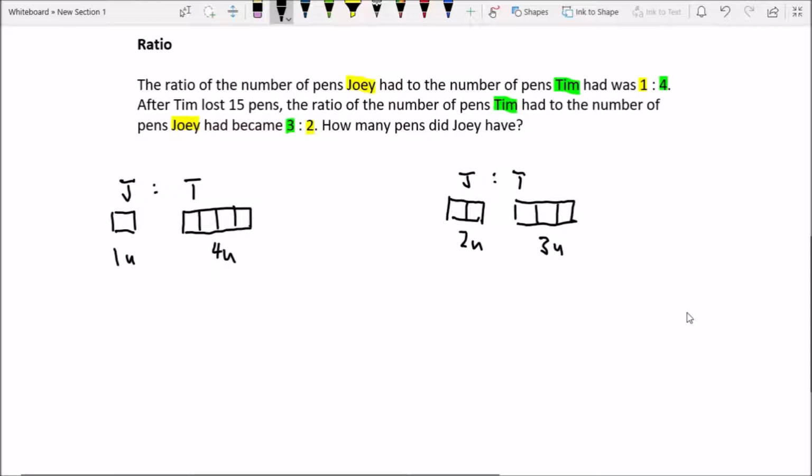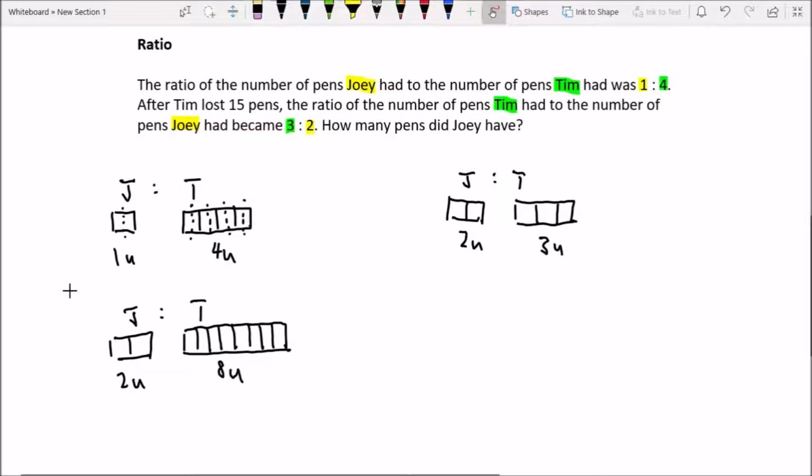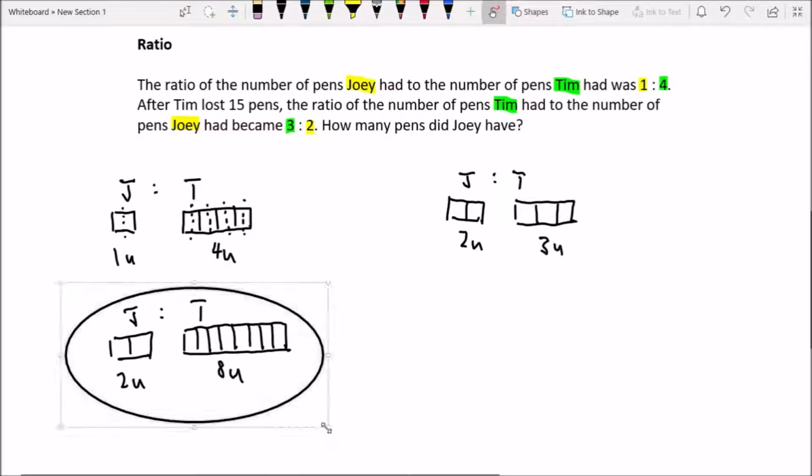In order to compare these two sets of models, we have to make sure the units are the same. We can do this by cutting each unit in the first case into 2. I'll redraw the model to make it clearer. Notice that by cutting each unit into 2, we are multiplying the number of units by 2. Remember to circle the new set so that you don't use the old units later on.